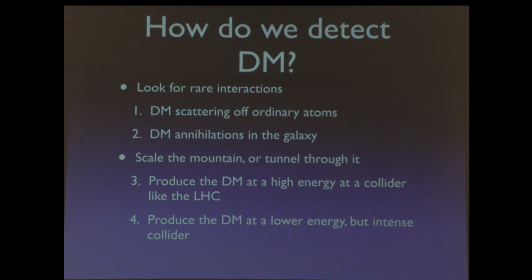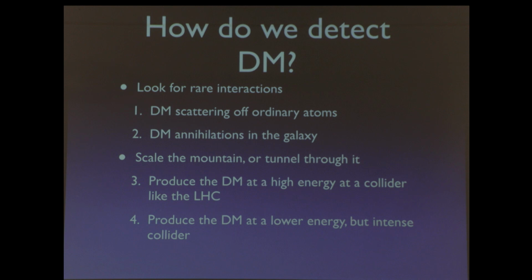So dark matter could have very rare interactions with ordinary atoms. It could annihilate in our galaxy. These are rare processes. That's basically like tunneling through the mountain. Or we can also just scale the mountain. It's kind of the most brute force thing to do. So you can accelerate yourself to higher energies. That's what we do at a collider like the LHC. Or we could produce the dark matter in the laboratory at some lower energy, but with a very intense collider.